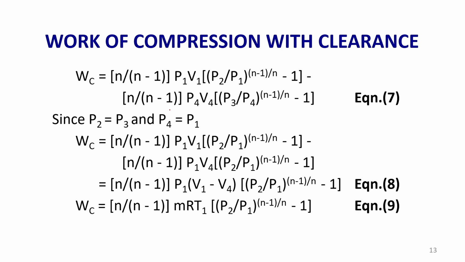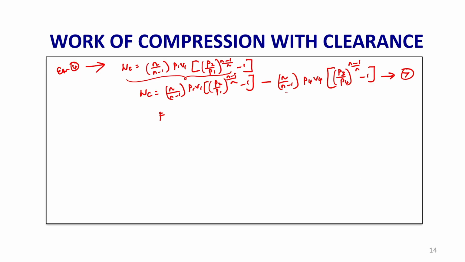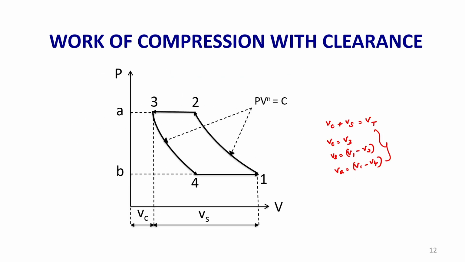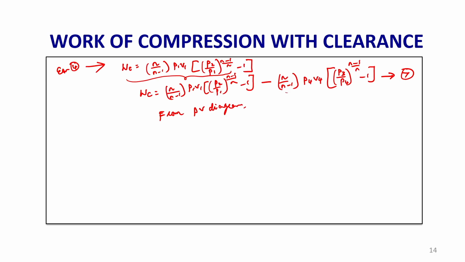Now, apply this one from the PV diagram. P4 is equal to P1, P3 is equal to P2. Let me again emphasize: 4 to 1 is suction, 2 to 3 is discharge, 1 to 2 is compression and 3 to 4 is expansion. Okay. So, substitute this one.